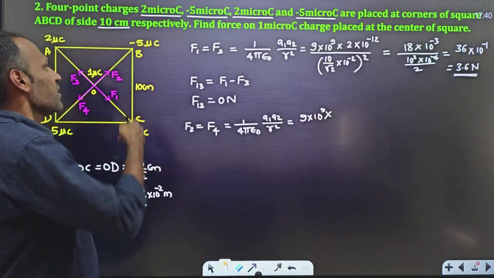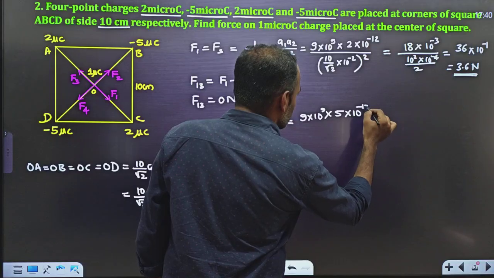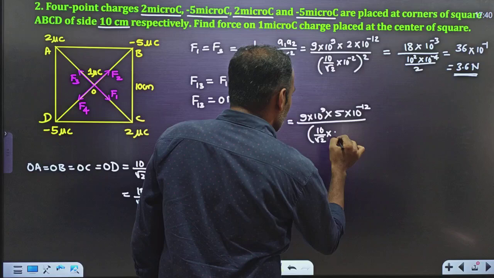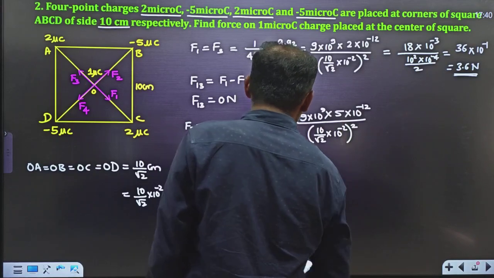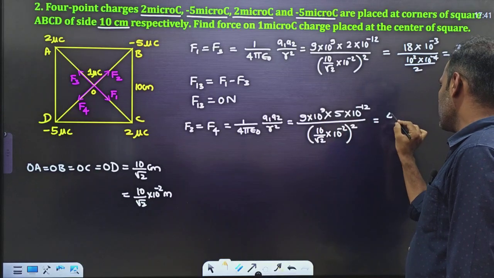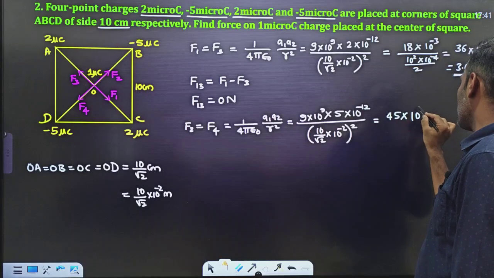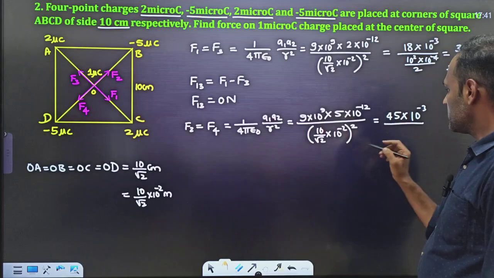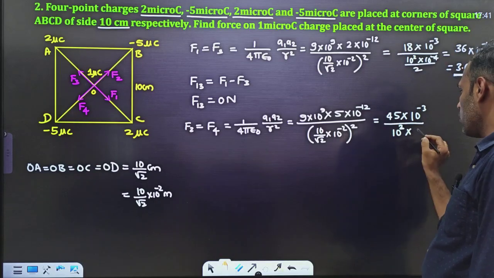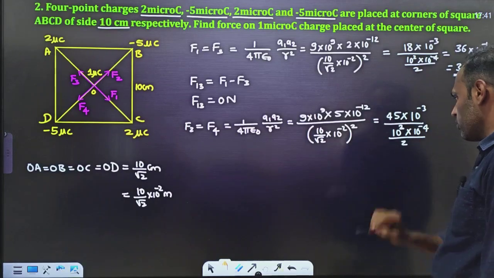Field is done, force is done. So 5 into 1 will be 5. Micro into micro will be 10 to the power minus 12, divided by distance square, that is 10 divided by root 2 into 10 to the power minus 2 whole square. Correct? So 9 into 5 will be 45. 45 into 10 to the power plus 9, 10 to the power minus 12 will be 10 to the power minus 3, divided by 10 square into 10 to the power minus 2 whole square, which will be 10 to the power minus 4, divided by root 2 square, which means it will be 2.